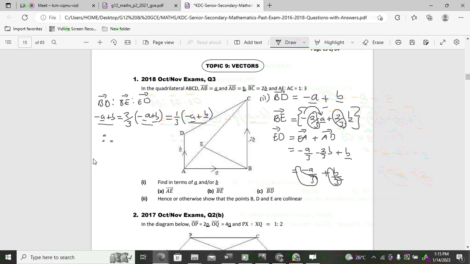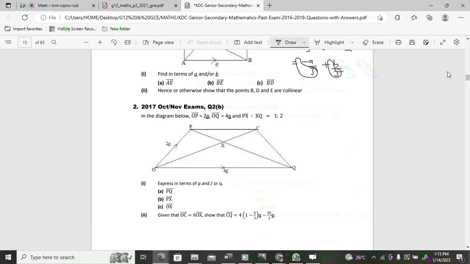Do you get that? Yes. Okay. So that is how you work out that one.